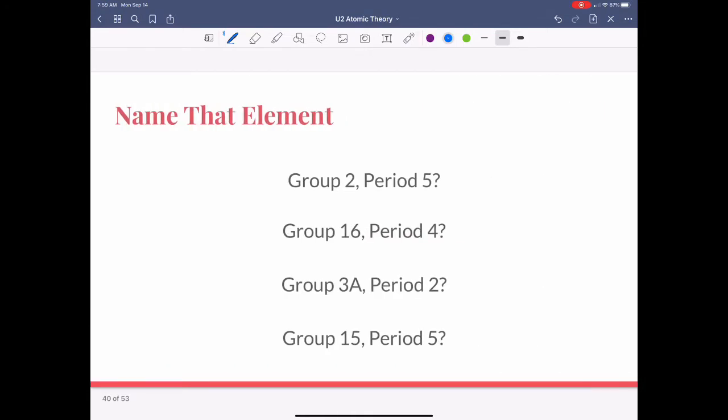So let's take a second to name that element. What element do we see on group 2, period 5? Well, we know that groups go up and down, all right, and periods, like sentences, are written left to right. So group 2, period 5.